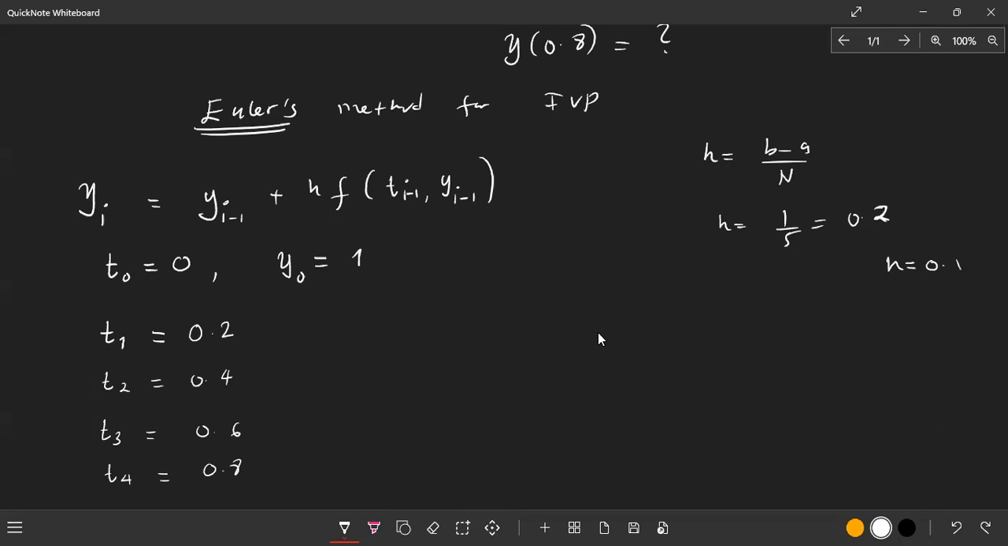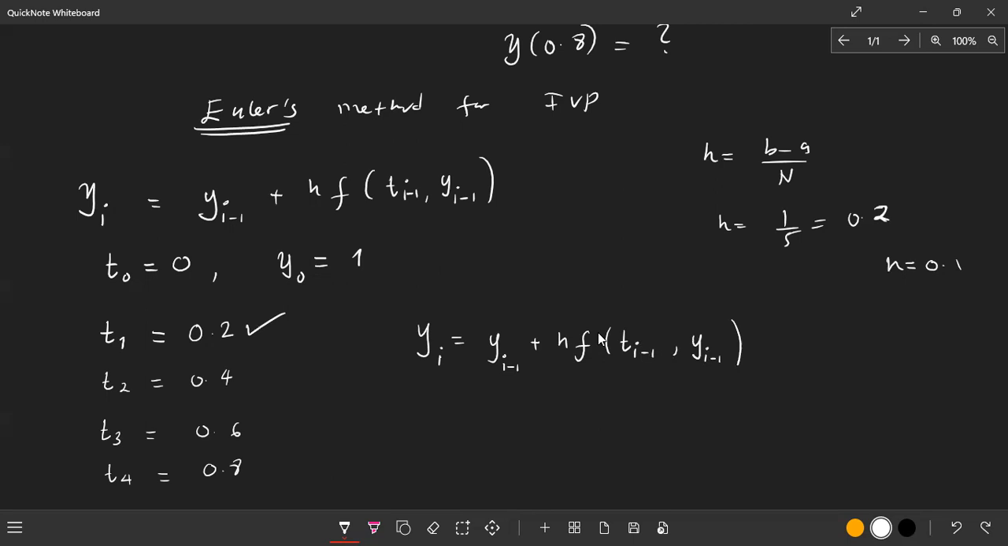All right, so we have these values of t. We're going to use the formula given, which is y sub i equal to y sub i minus 1, which is simply the previous value of y, plus h times f of t sub i minus 1, comma y sub i minus 1. So we start the first iteration. At t naught, everything is already given for us: t naught is 0 and y naught is 1, so we don't have to find that.